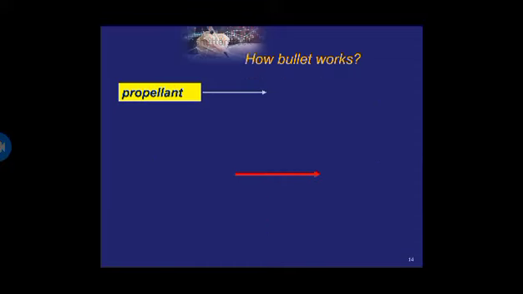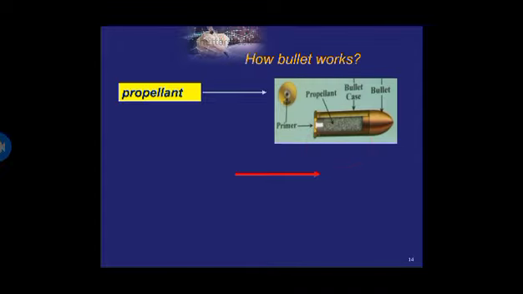Propellant is the chemical mixture, commonly gunpowder, located inside the casing. And when ignited, it rapidly burns, producing high pressure gas that propels the bullet out of the firearm.